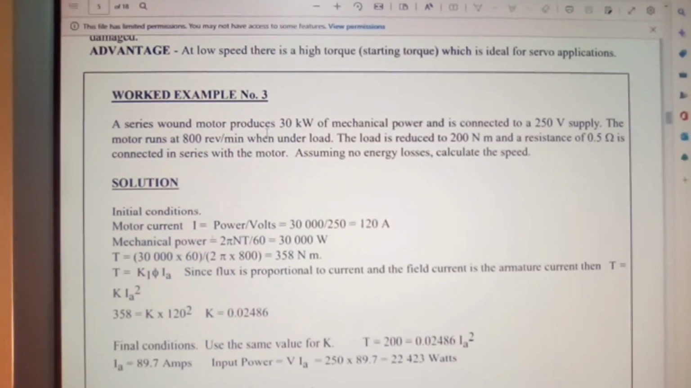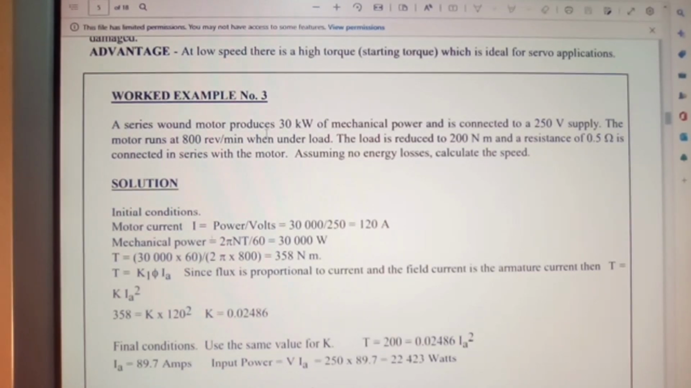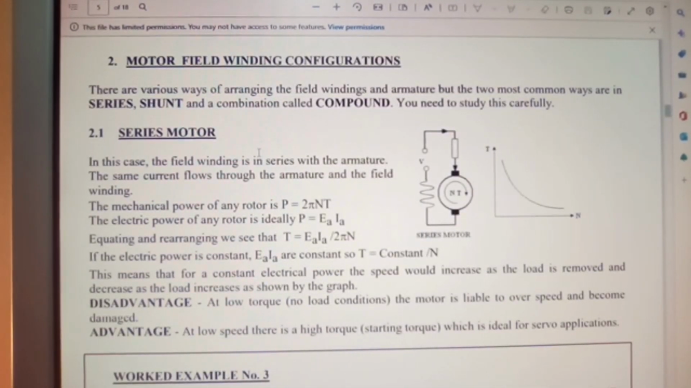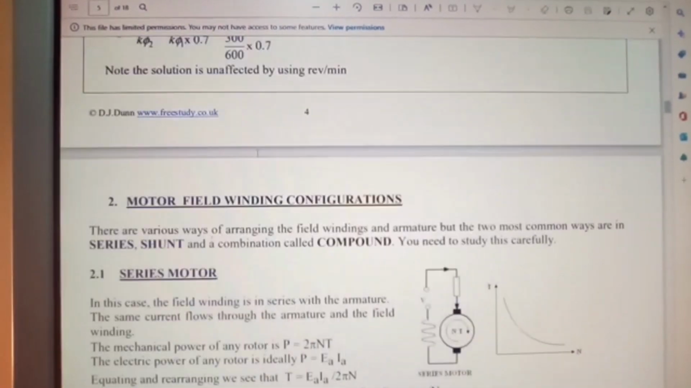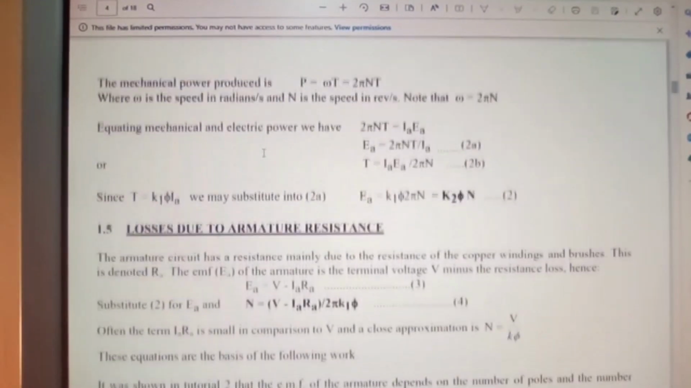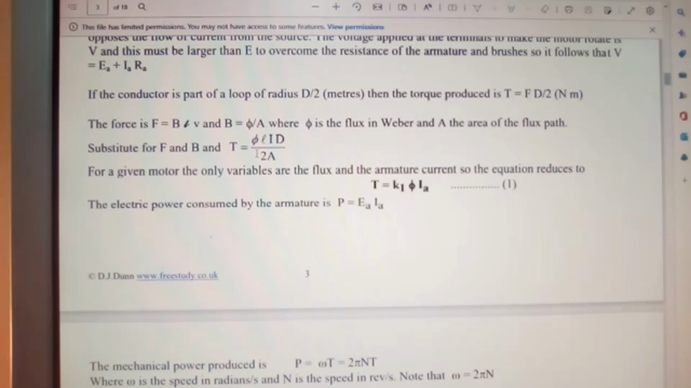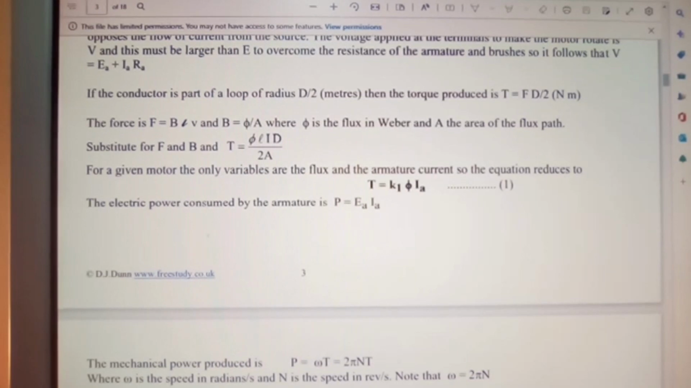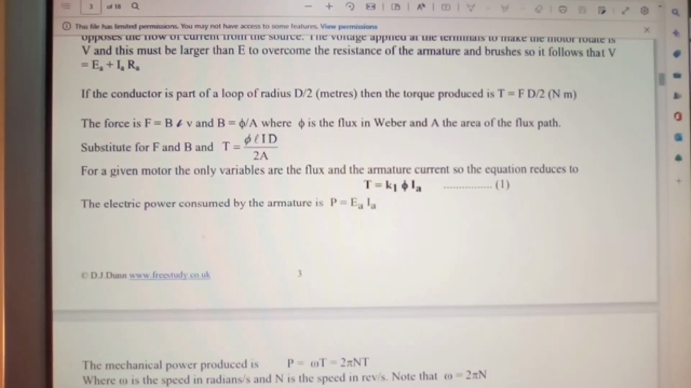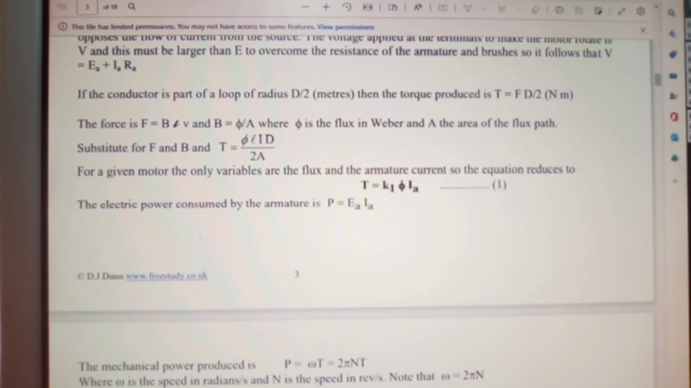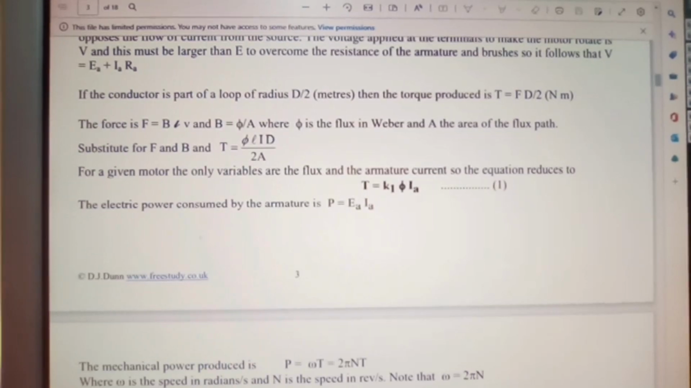Again, all I want to continue with is some work in electrical engineering. We're looking at motor field windings and configurations. Let me go back so that we can recap what we were looking at last time. This is session motor principles 5. Well, let's just say session 5.